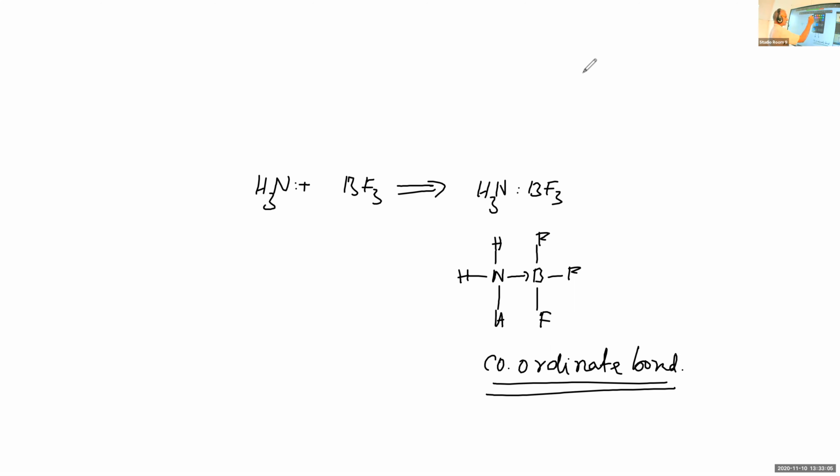See, in this case, NH3 is the donor atom, while boron is the acceptor atom. You have to study this next year in the chapter on coordination complexes. There is a donor-acceptor relationship. Okay, so that's about the electronic concepts.